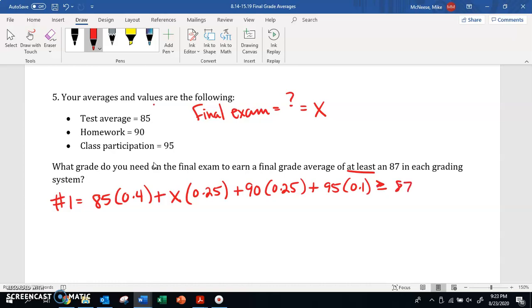And now we solve it just like we normally would. So if you simplify this, if you multiply all this out, you should get 66 plus 0.25x is greater than or equal to 87. And if you solve for x, remember solving means get x by itself, you should get x is greater than or equal to 84. So what this means is that we need to make at least an 84 on the final exam to get a final grade average of at least 87.